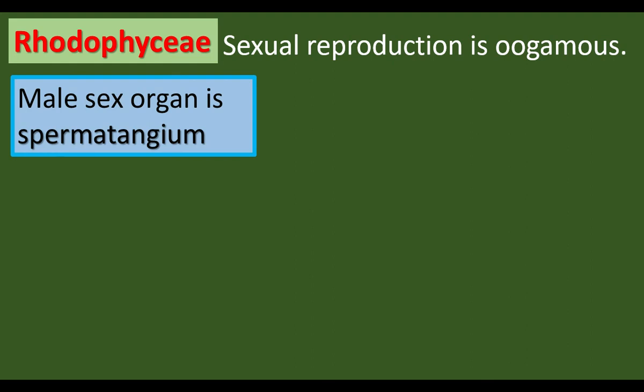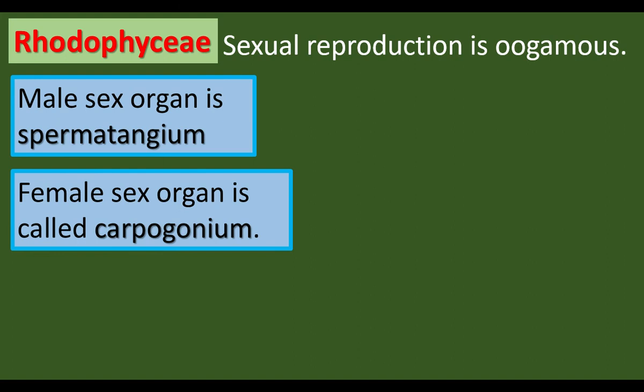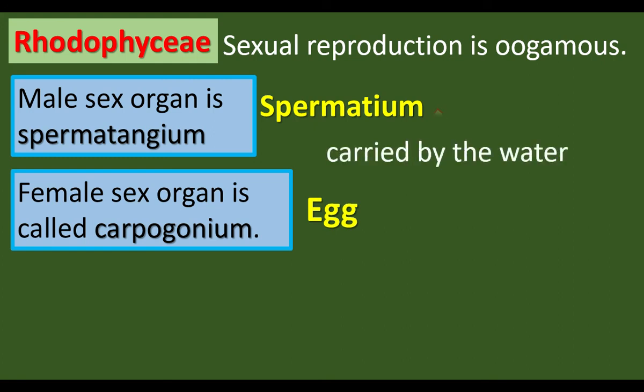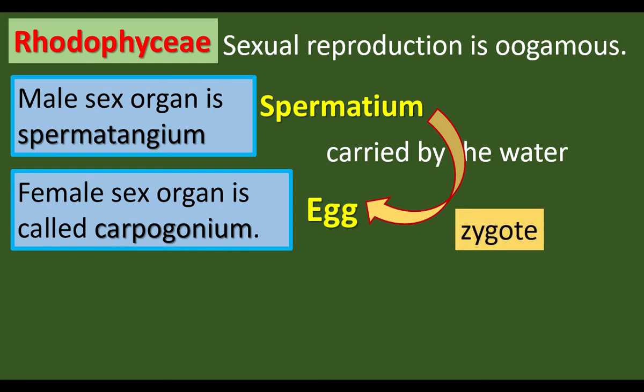Sexual reproduction is oogamous. There are separate male and female reproductive organs. The male sex organ is the spermatangium, and the female sex organ is the carpogonium. The male sex organ produces spermatium and the female reproductive organ produces the egg. Fertilization is supported by water. Water carries the spermatium to the egg. Both the nuclei fuse and form a zygote after fertilization.